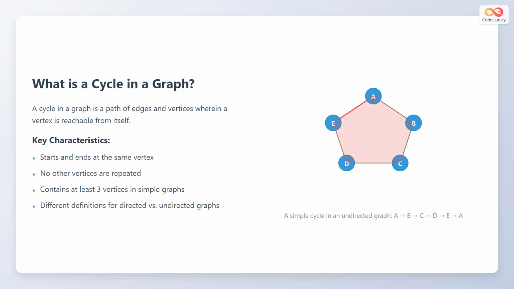What exactly is a cycle in a graph? A cycle is a path of edges and vertices where a vertex is reachable from itself. Essentially, you can start at a vertex and follow a path that leads you back to the same vertex without repeating any other vertices. Key characteristics include starting and ending at the same vertex, no other vertices are repeated, at least 3 vertices are required in simple graphs, and different definitions exist for directed versus undirected graphs. So, a simple cycle in an undirected graph can be represented as A to B to C to D to E to A.